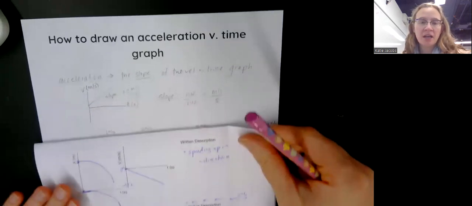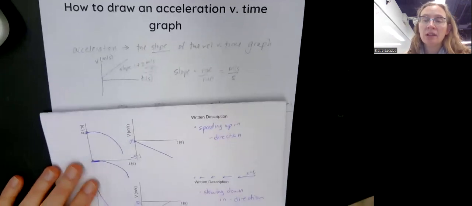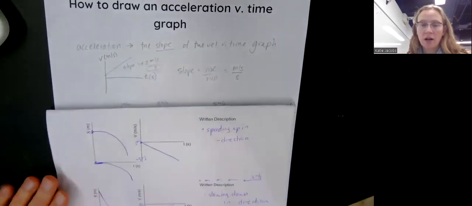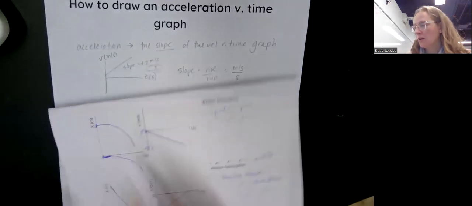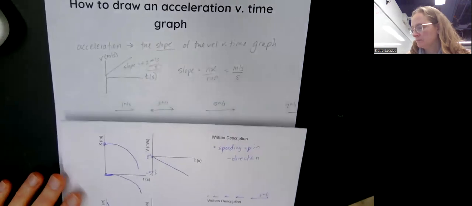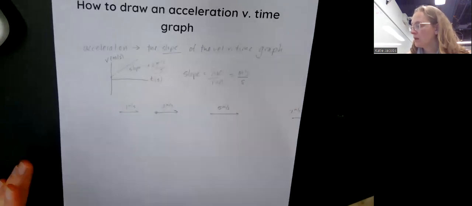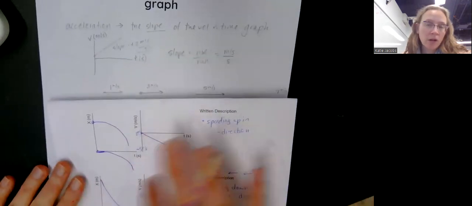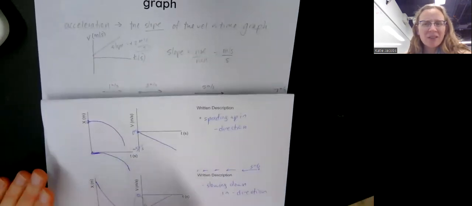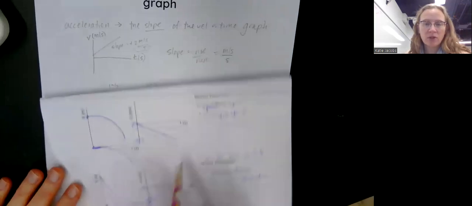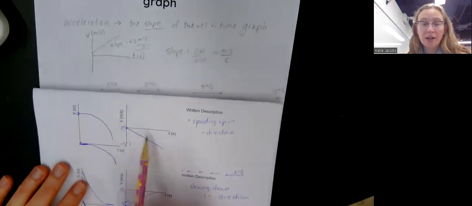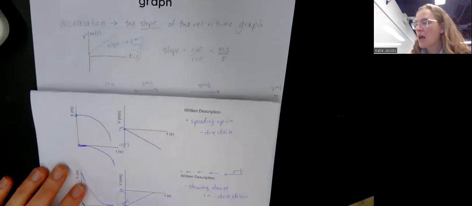I'm going to be using the graphs that we drew in the last video tutorial. So if you haven't watched how to interpret a velocity graph, you might want to look at that. But if you haven't, you can also just look at what's going on here. This was a velocity graph that was given, and then I drew the position graph that matches.